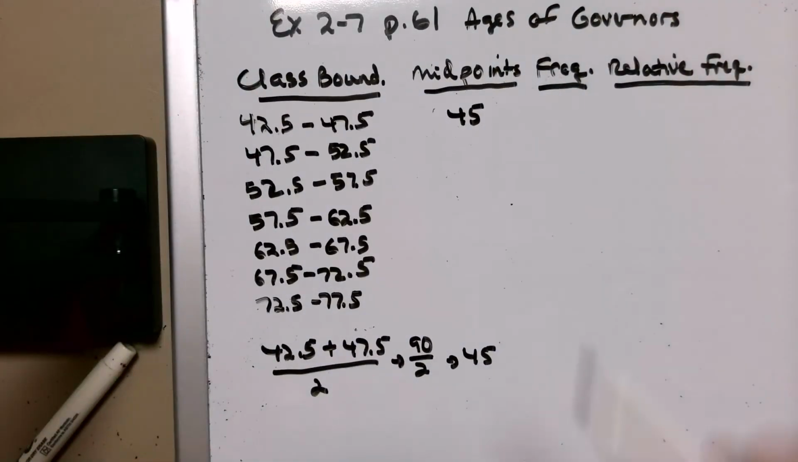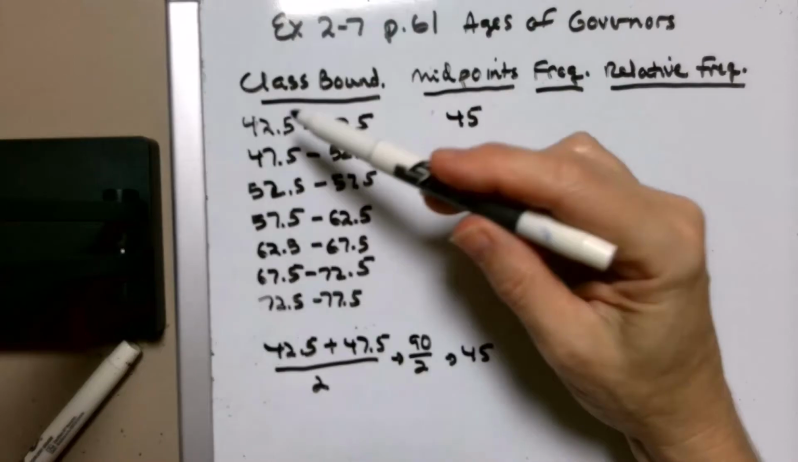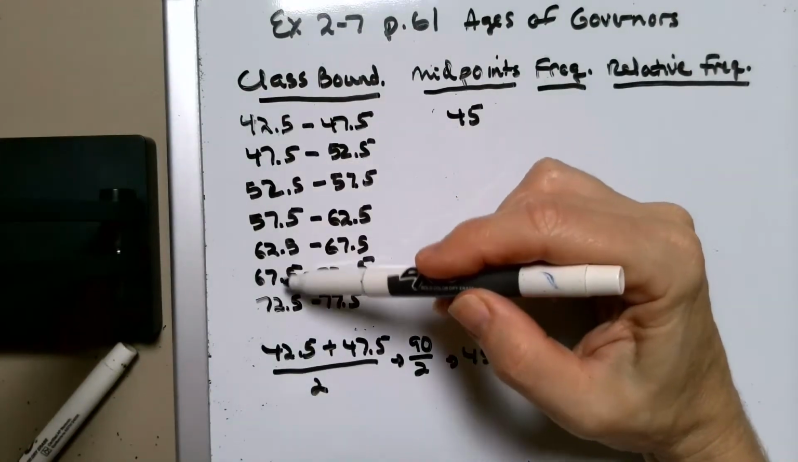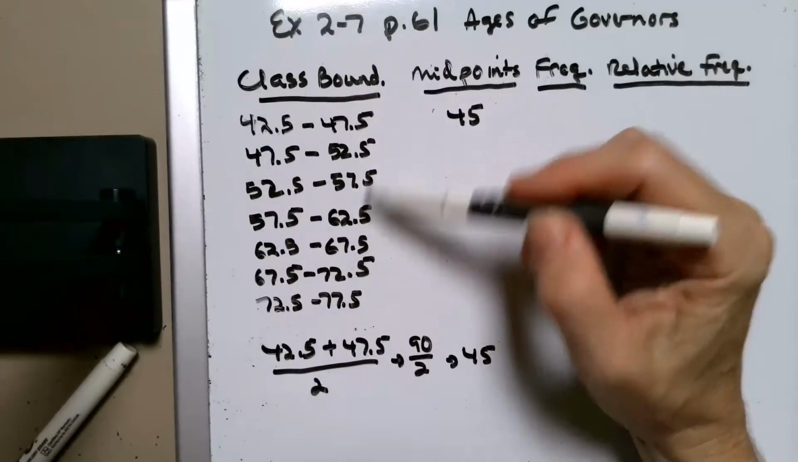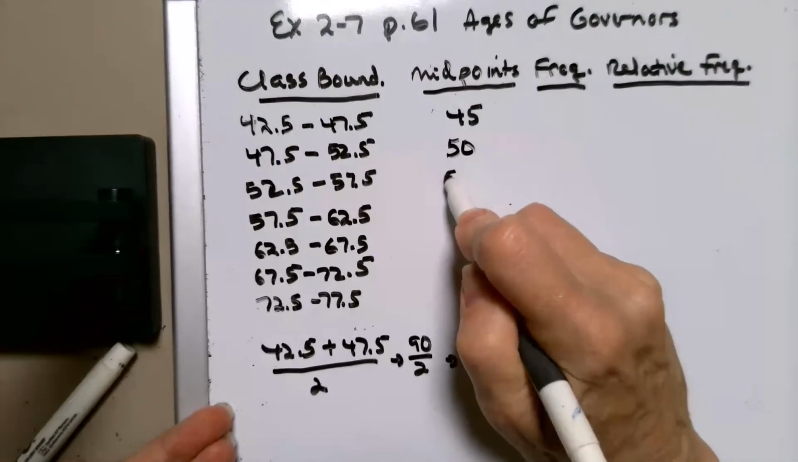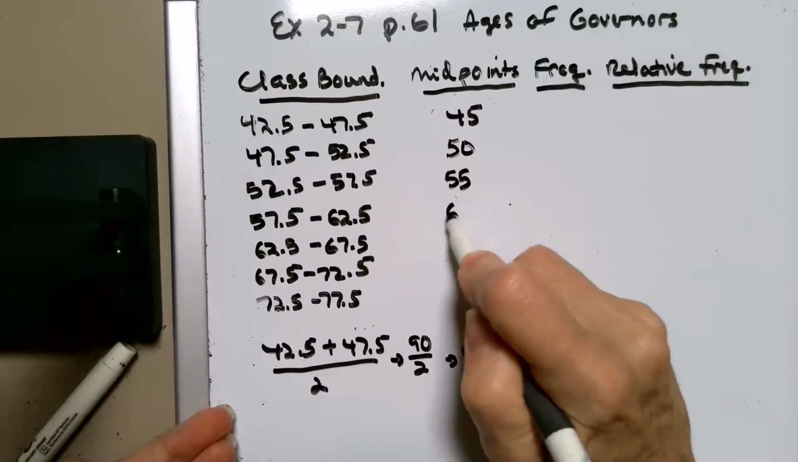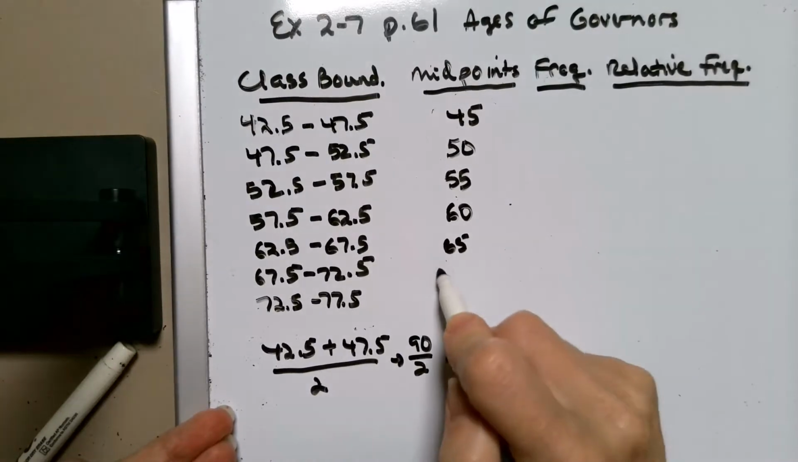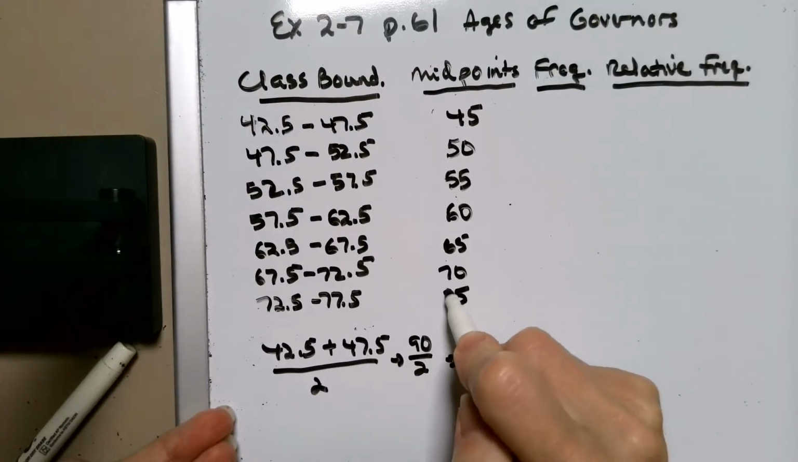And I could keep doing that, but if you notice on the class boundaries, to go from all the lower class boundaries to the next, or the upper ones to the next, you're adding 5. So to get the rest of the midpoints, I could just add 5 to the previous midpoint, and that's going to give me all of the midpoints, which I'll need for the graphs.